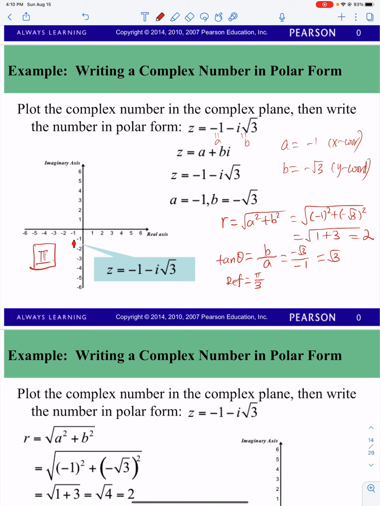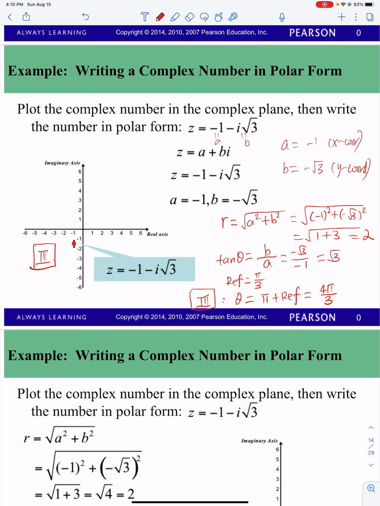Yeah. So what will be the theta? Because it is in quadrant what? 3. Yeah. Theta has to be what? Pi plus the reference. So is what? 4 pi over 3. This is the key.